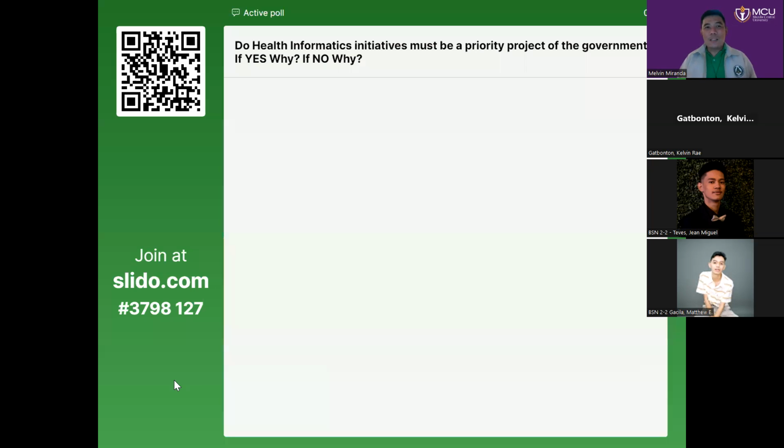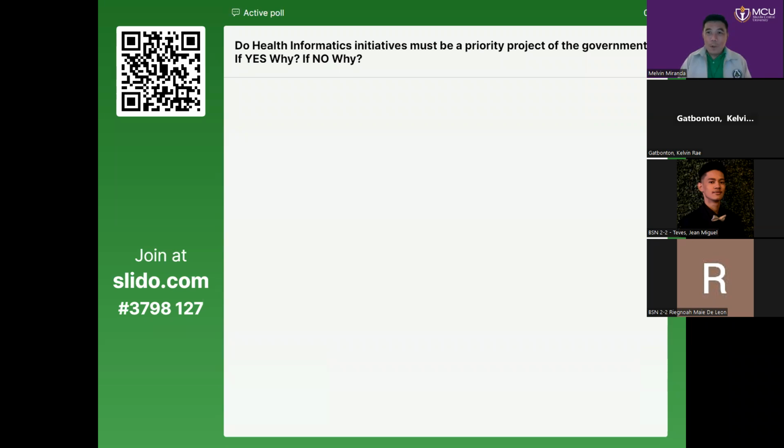However, let's start with the interactive session. Our interactive session is: must health informatics initiatives be a priority project of the government? If yes, why? If no, why? So again, our question for today to start our discussion: must health informatics initiatives be a priority project of the government? If yes, why? If no, why?